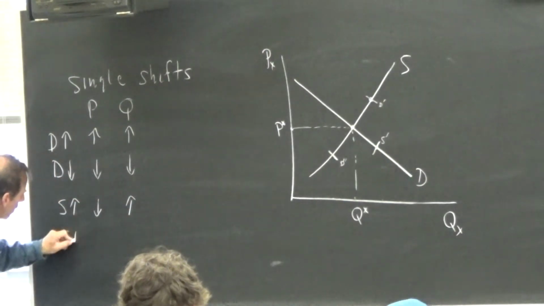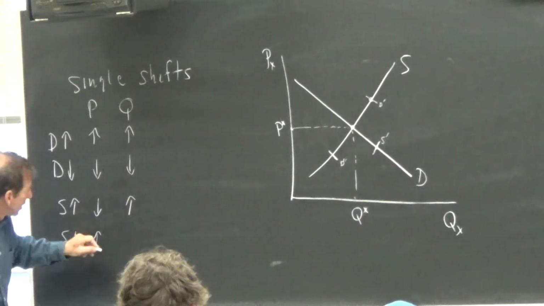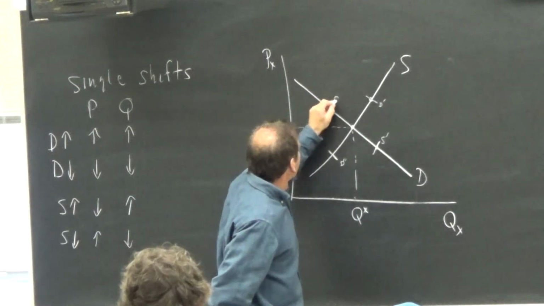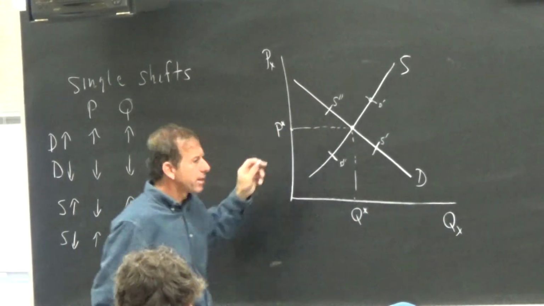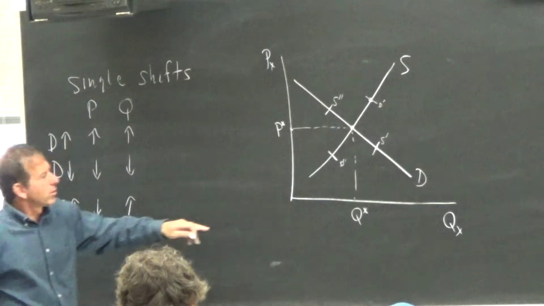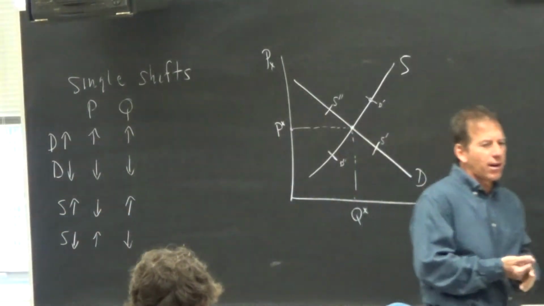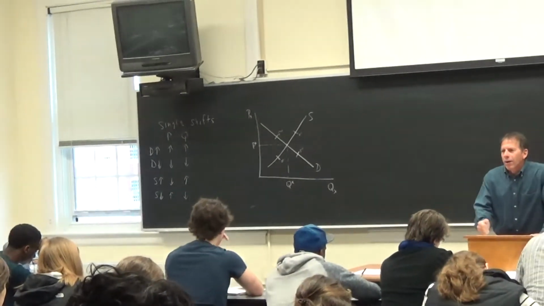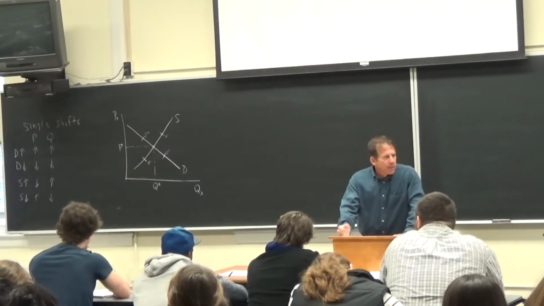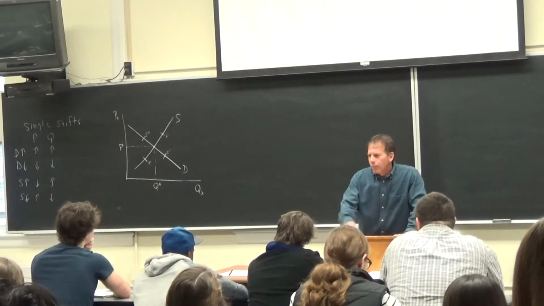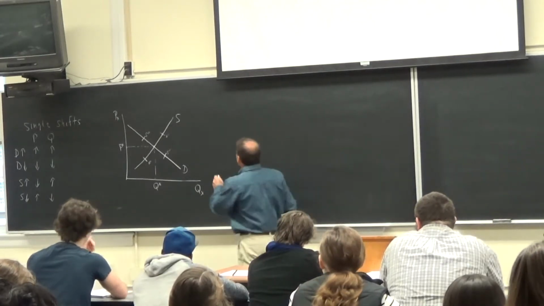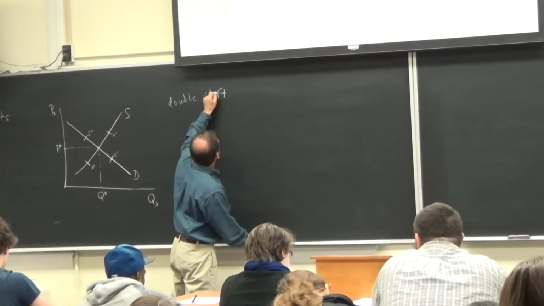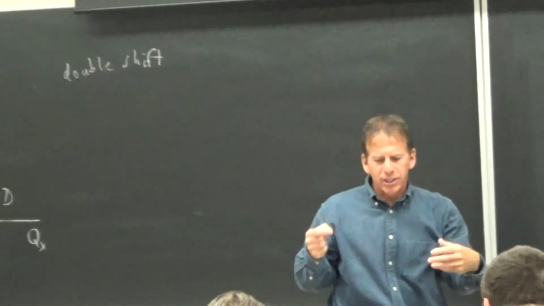And then finally, the last one is the supply curve shifting to the left. And when that happens, the prices go up and the quantities sold go down. All right, so that's where we left off. But there are times where it's not simple and there's more than one thing changing. And when that happens, those are called double shifts. So a double shift is when two different things change at the same time.